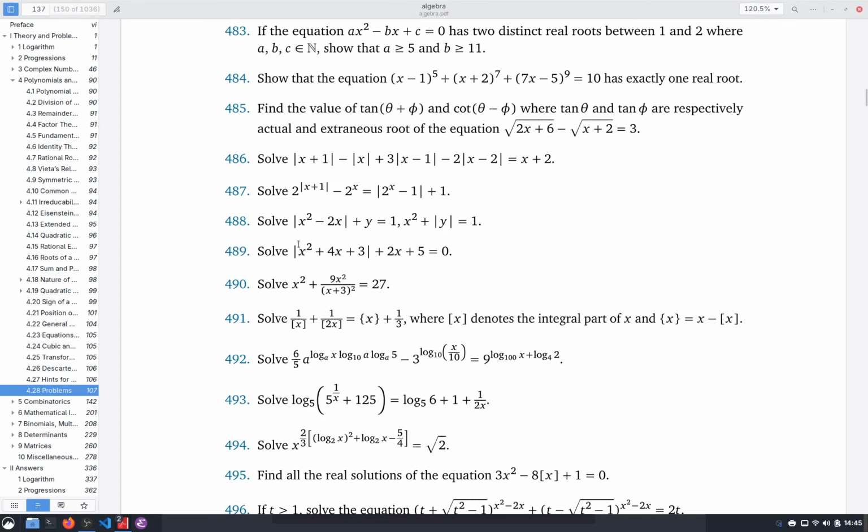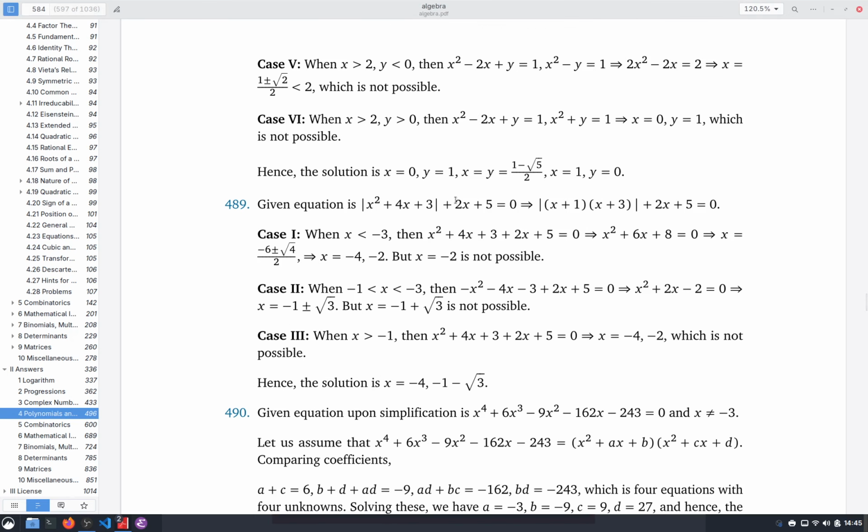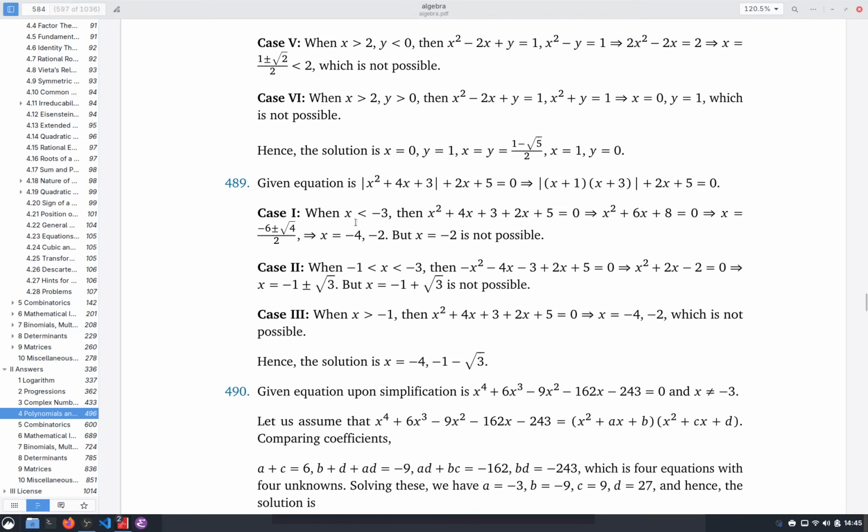We have to solve mod of x square plus 4x plus 3 plus 2x plus 5 is equal to 0. You see, it will have two roots, minus 1 and minus 3. So we will have three cases. When x is less than minus 3, the quadratic expression will be positive. So it will be x square plus 4x plus 3 plus 2x plus 5 is equal to 0, which gives us x is equal to minus 4 and minus 2, but x is equal to minus 2 is not possible because x is less than minus 3.